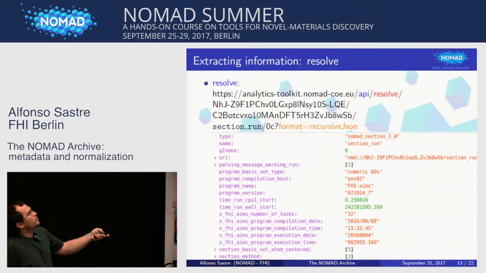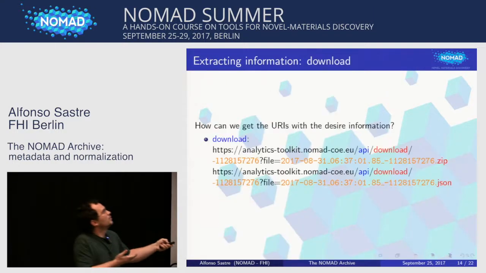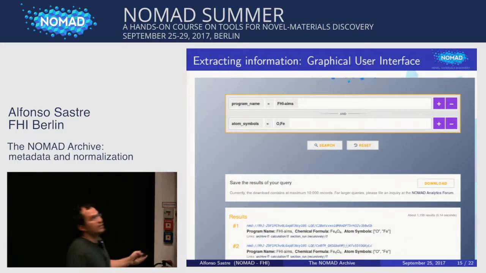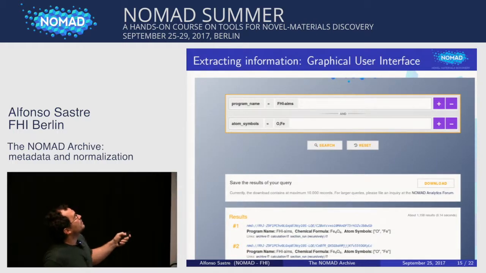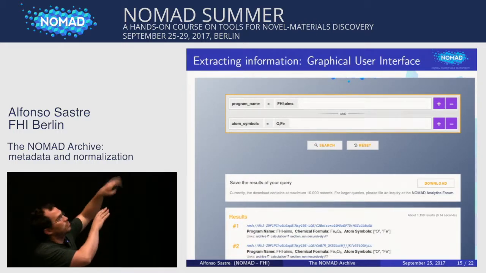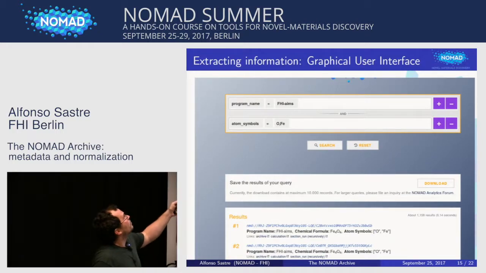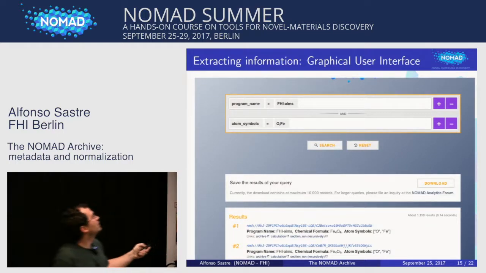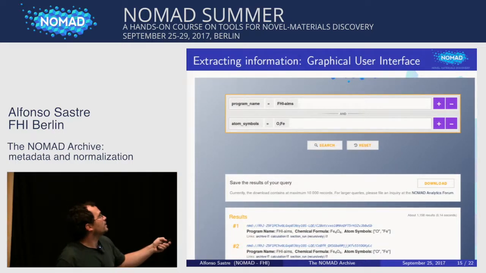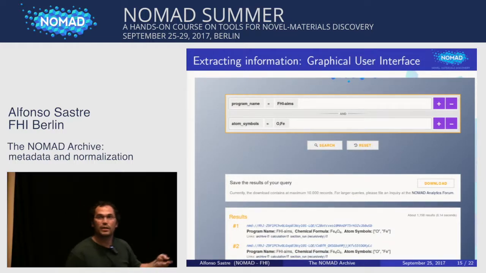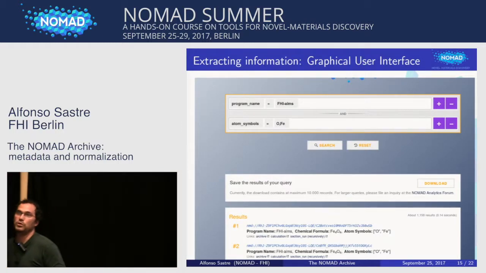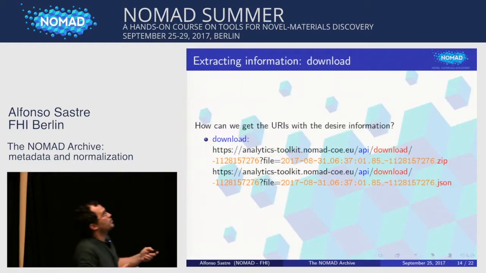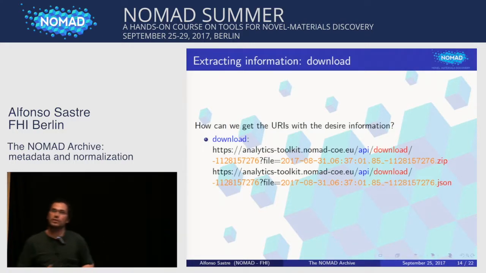Okay, so this is useful if you are a developer, but if you are not, probably you prefer something like this. Essentially, you go to this web page that we are going to use in the tutorial, and if you type, it displays the options and the possible values. You say, okay, program name equal FHI-aims, atom symbol this, you query, and then you get the results. These are links, so if you click here, you go directly to the resolve. If you go download, you download the file. So this is easier if you want to use it. But the API is open, so if you are a developer and you are interested, you can do whatever you like.